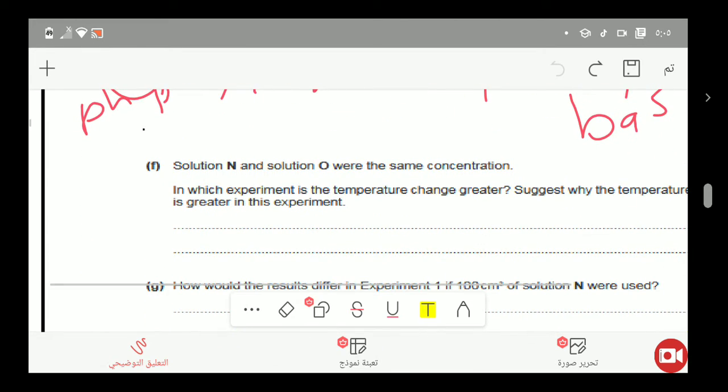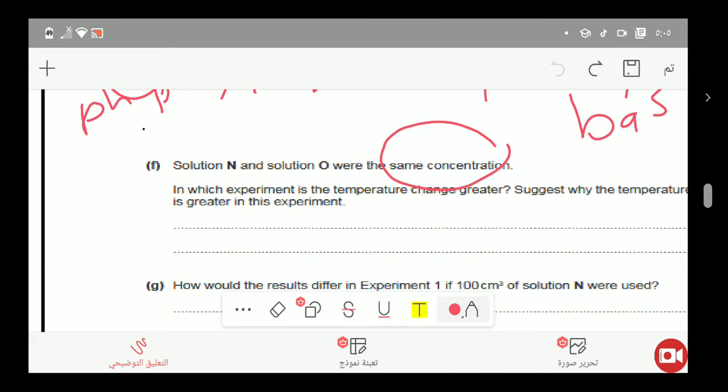Okay, next question here. Solution N and solution O were the same concentration. In which experiment is the temperature change greater? He is asking now about which one has the greater temperature change than the other.